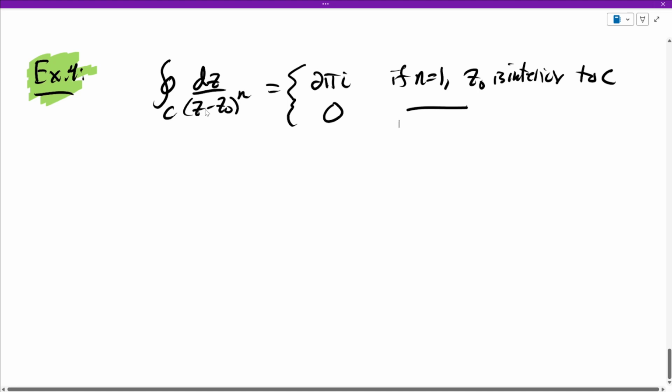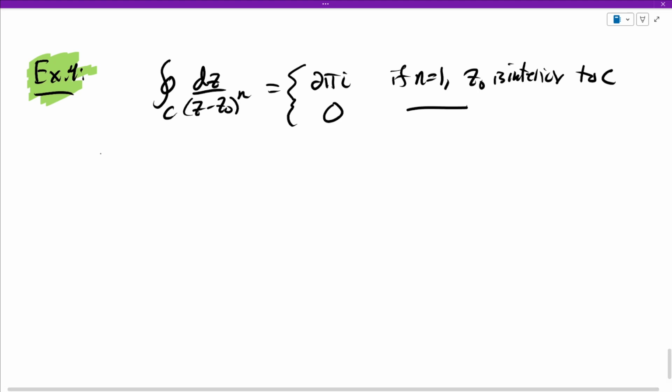You just parameterize c like we did in the previous example, except you don't do c, you do a circle of appropriate radius about z0. And the computation is exactly the same. And the fact that it's 0 away from that, well, what is the real reason?